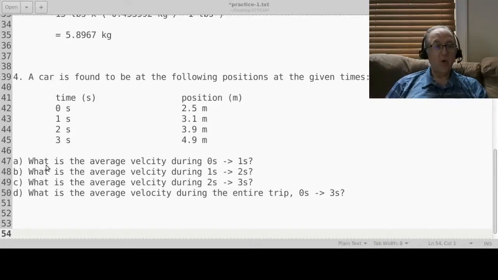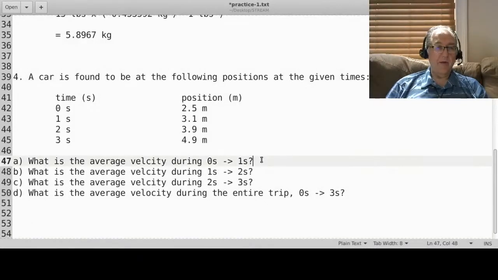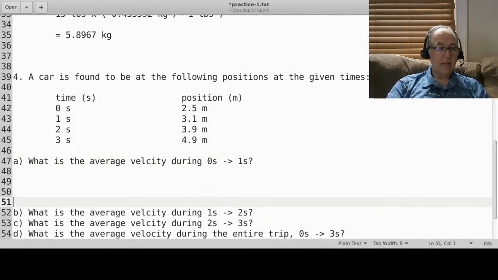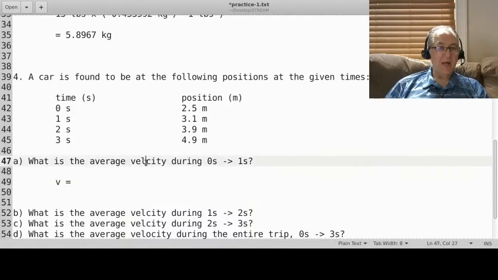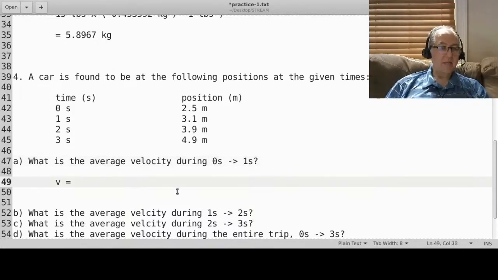Okay, so question A is, what's the average velocity during the interval 0 seconds to 1 second? What I'm asking for there is average velocity, and I can't do a V with a bar on top, but technically it should be a V with a bar on top, because the bar on top means average. And whoops, I misspelled velocity. There you go, velocity.